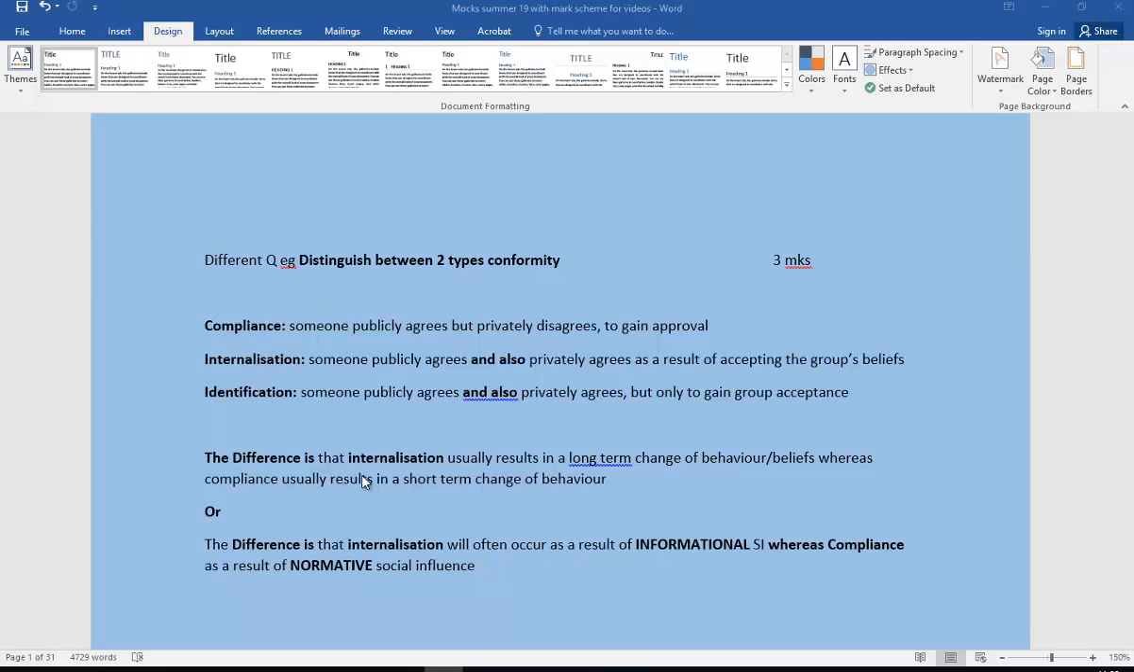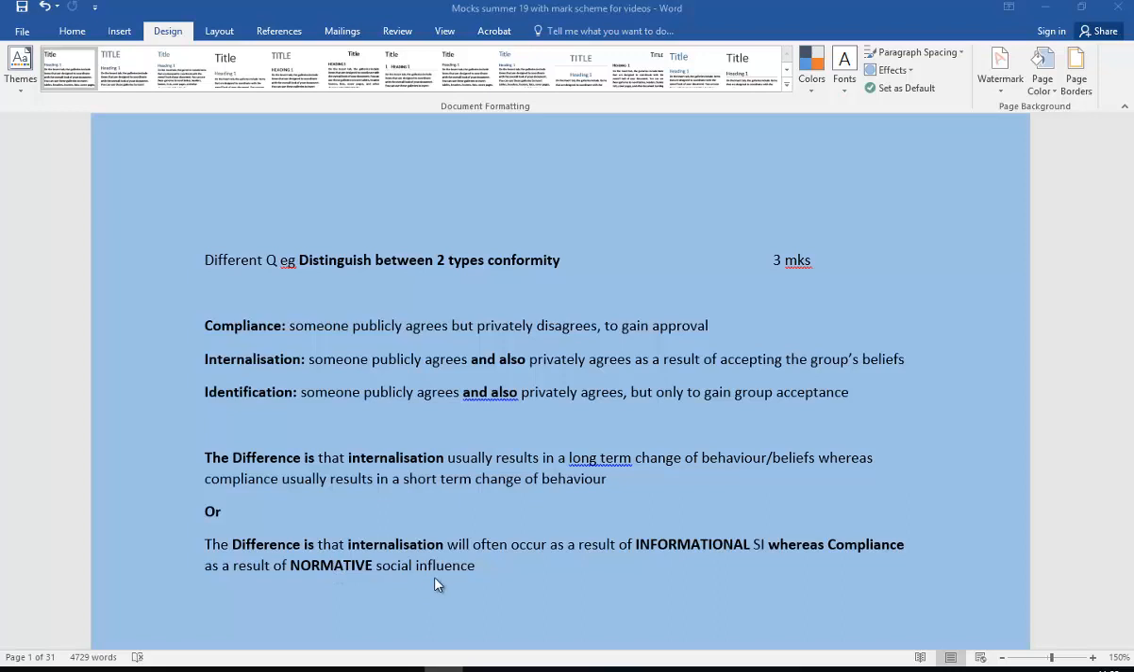The difference is, for example, with internalization, it usually results in a long-term change of behavior and beliefs, whereas compliance, they're actually just going along with it just in the short term, just to get the group's acceptance. For example, to get the group's approval.